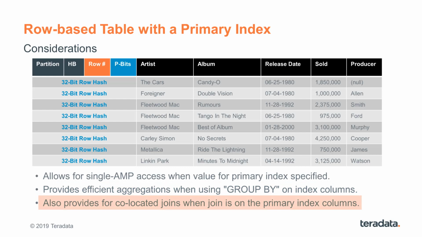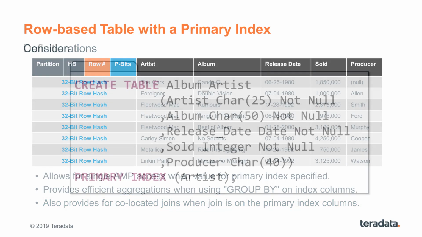For a join, one or both tables must be redistributed based on the joining columns in order to perform the join. But if both tables have the exact same PI and the equality join includes all PI columns, and potentially others, the join can be performed AMP local, avoiding the cost of moving the data across AMPs.